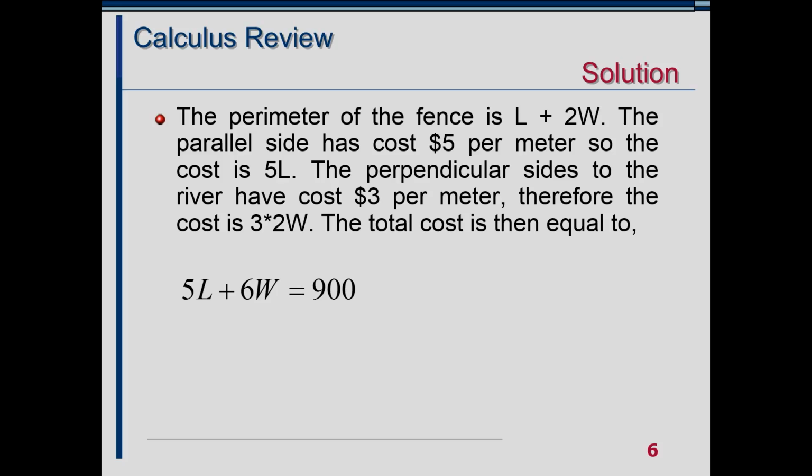Okay, so the parallel side has a cost of 5 per meter, so this means that the cost of the side of the fence that is running parallel to the river is going to be 5L. So whatever the length of that fence is times 5 is how much that section of fence is going to cost you. The perpendicular sides to the river have cost $3 per meter, therefore the cost is 3 times 2W. So the total cost is then equal to 900.